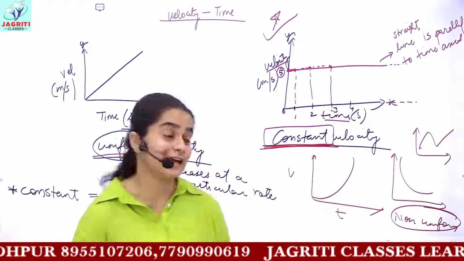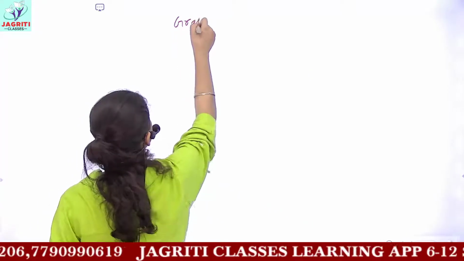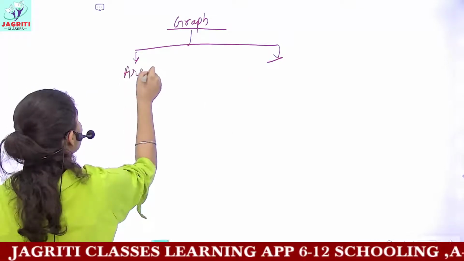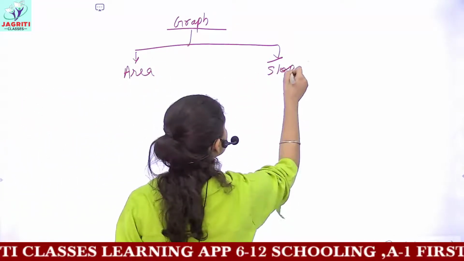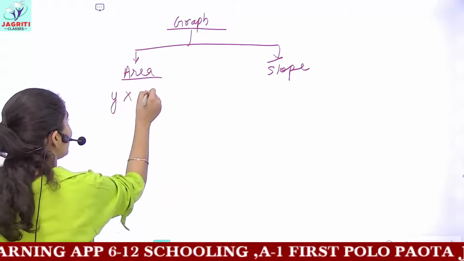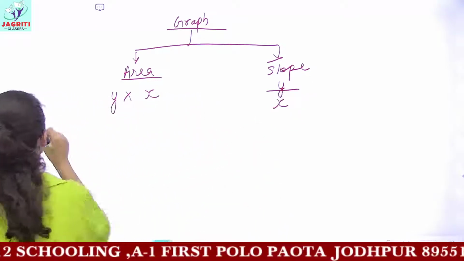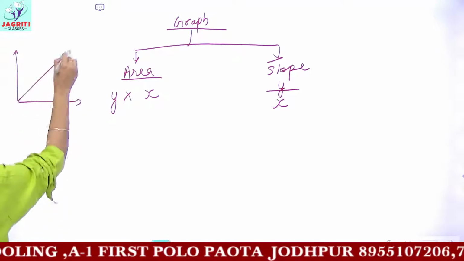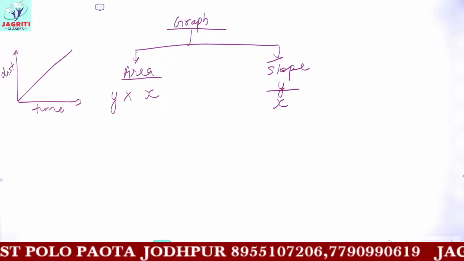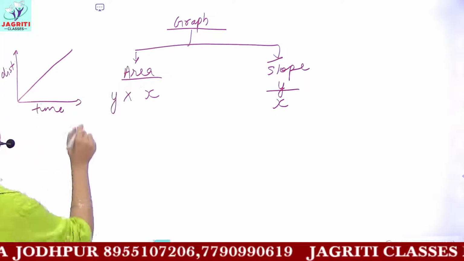Now you should remember 2 points, that from the graph we can calculate 2 things. The first one would be area of graph and the next is slope of graph. Area of graph means y-axis into x-axis, whereas slope means y divided by x. For example, you are given a graph and this is between distance and time. Okay, you have a distance time straight line graph, and if you are required to find the area of the graph, how you would find it?